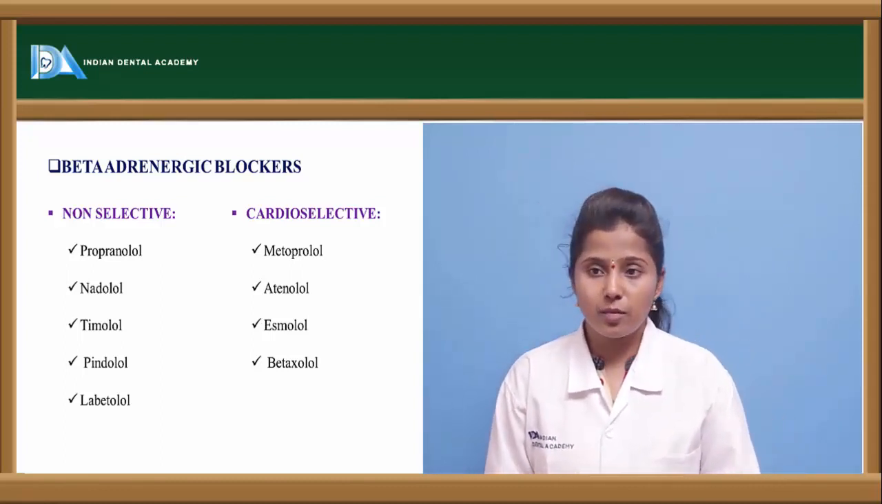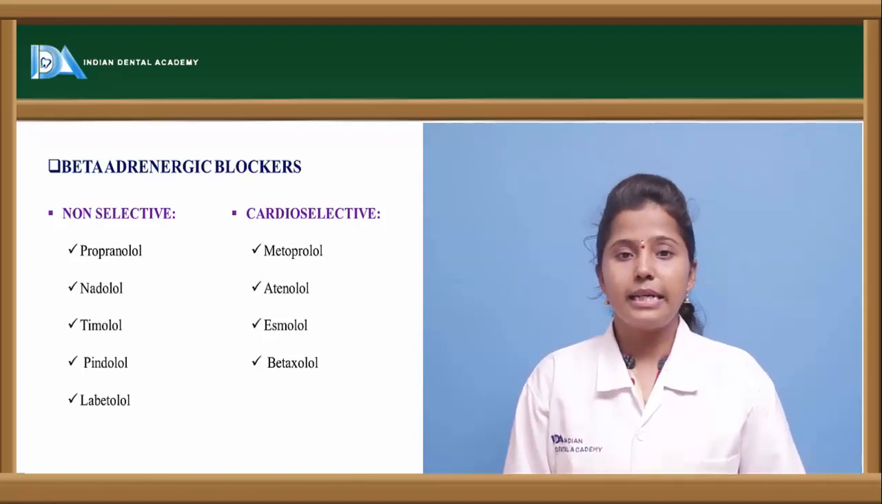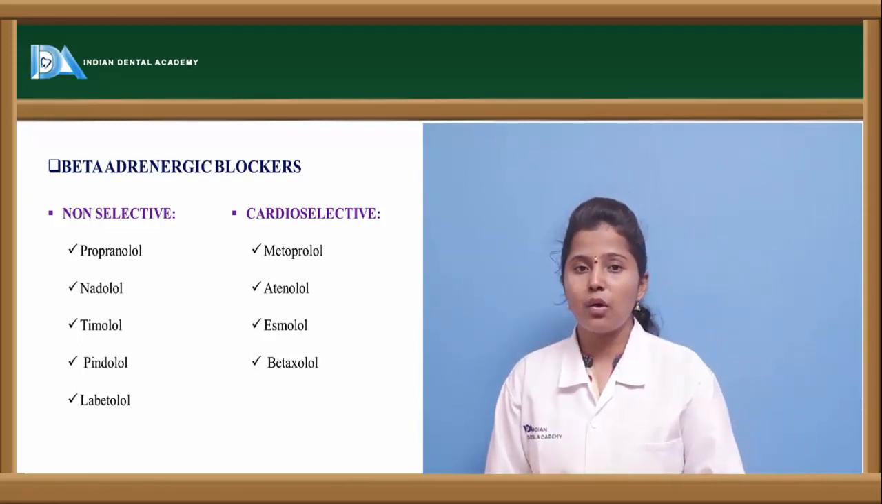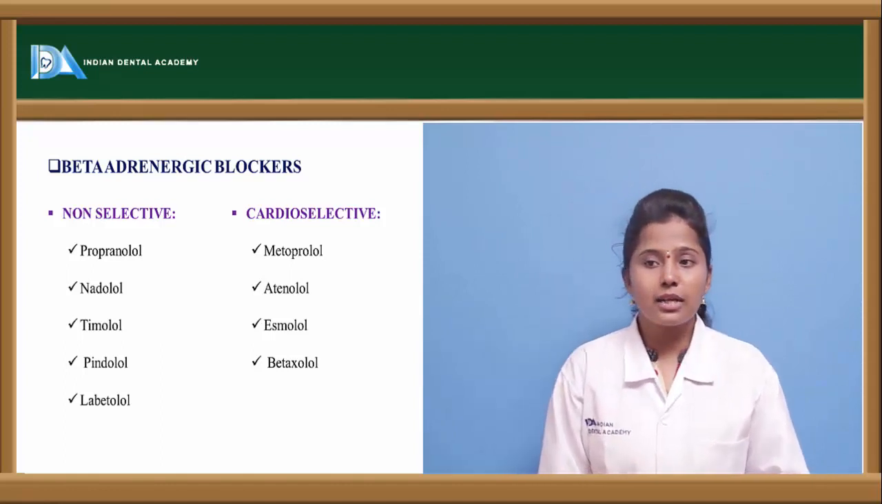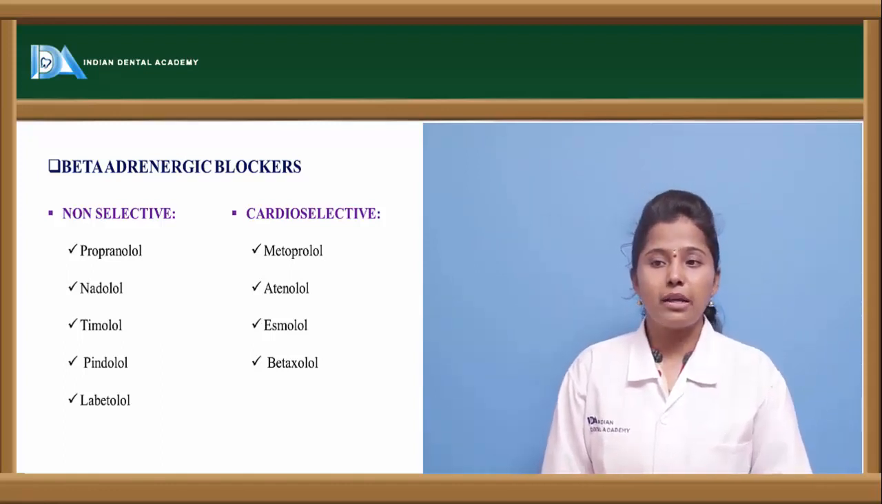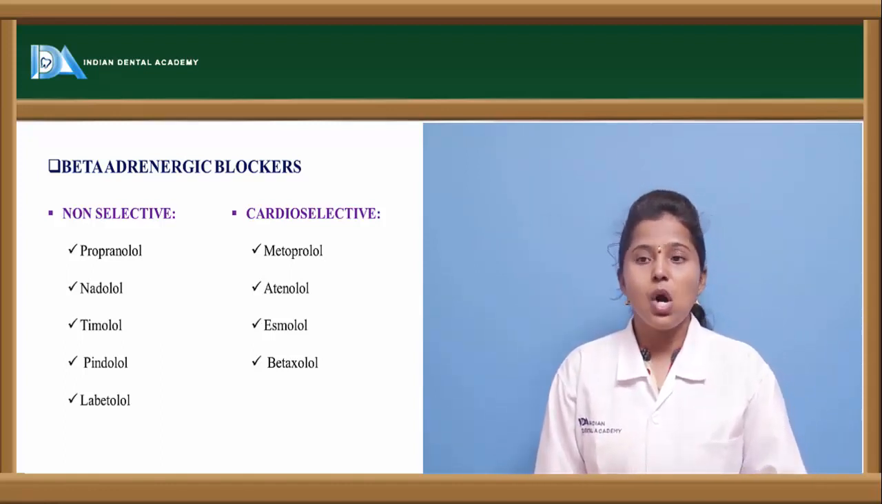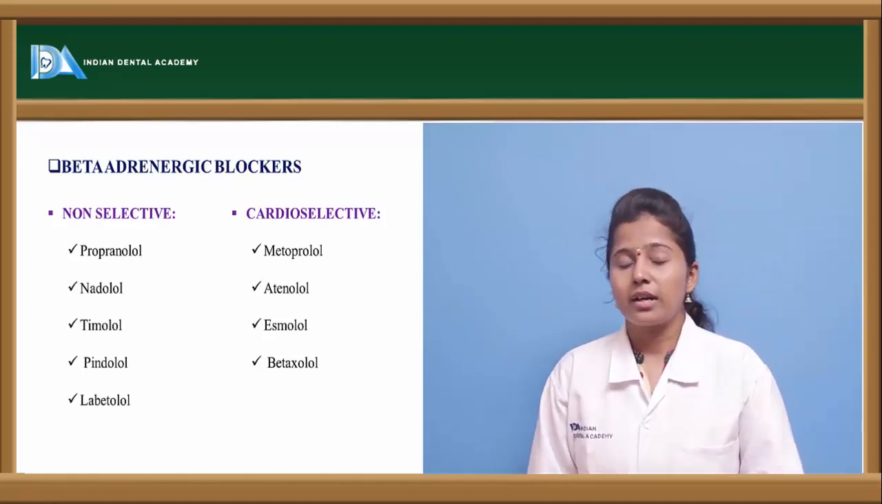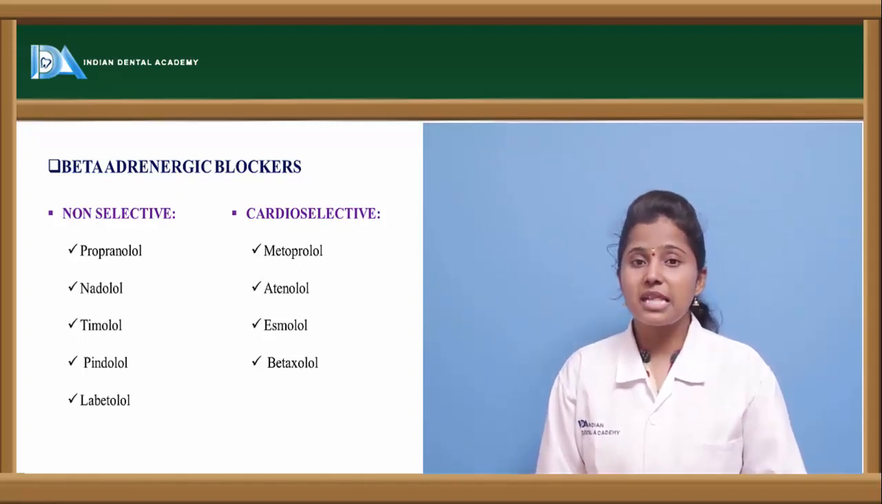Non-selective beta adrenergic blockers include propranolol, nadolol, timolol, pindolol and labetalol. And cardio-selective drugs include metoprolol, atenolol, esmolol and betaxolol. All these bind to the beta 1 receptor because beta 1 receptor is present in the cardiac muscle.